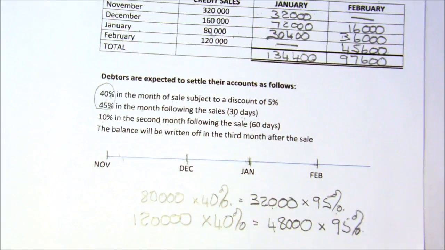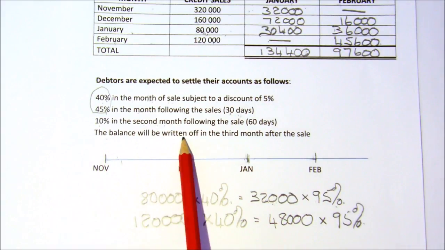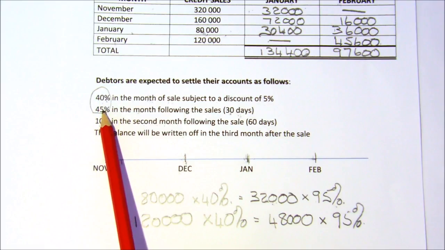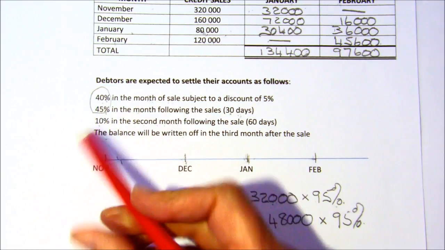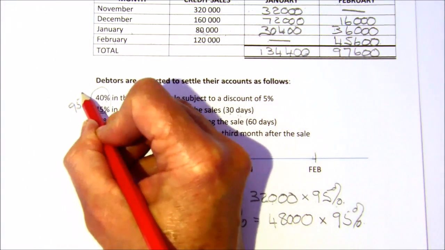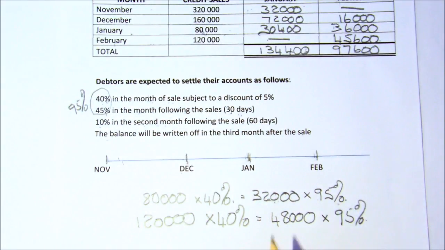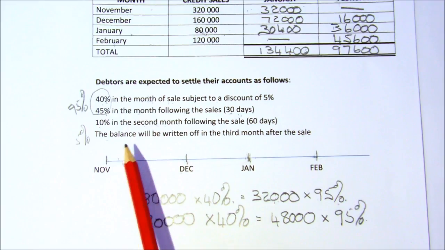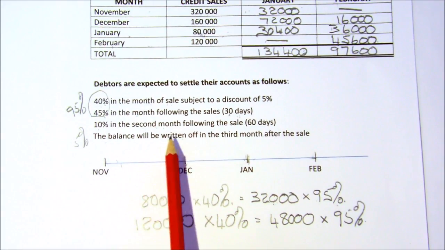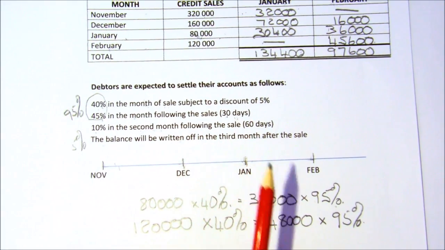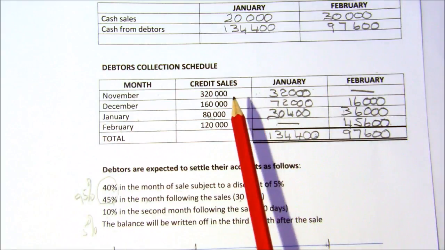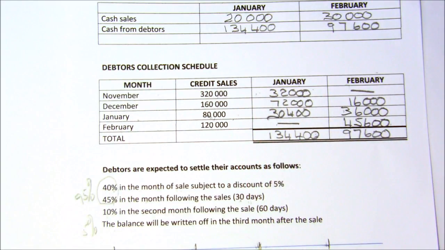Just a last thing. They did say to you the balance will be written off in the third month. Now if you actually add up this here, this 85, that only comes to 95% of the account. The balance, there is another 5%. And past trends show that about 5% will not be received. Now that's a bad debt. You're not receiving the money, so it will not be shown in the cash budget.